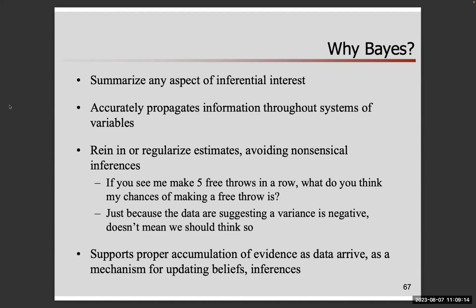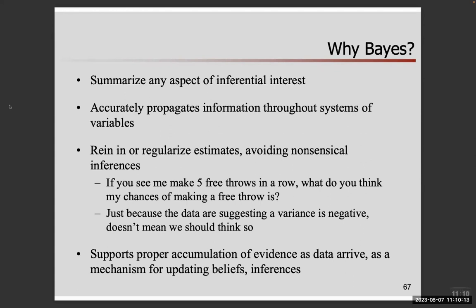Let's say we go out to the basketball court and you see me make 5 free throws in a row. Your data set is 5 attempts, 5 successes. What does the frequentist say my probability of making a free throw is, the estimate? 1.0. I'm perfect, I will never miss. You really think that? Come on. Well, of course not. But that's what a frequentist approach would do. You have prior beliefs that I'm not perfect at making free throws in basketball. Just because the data are suggesting a variance is negative doesn't mean we should think so. Anyone ever run an analysis and the estimate is that the variance is negative? Things like Heywood cases, yeah. Do you really think that variance is negative? No, you have prior beliefs that would help you avoid such nonsensical conclusions that the frequentist result gives you.